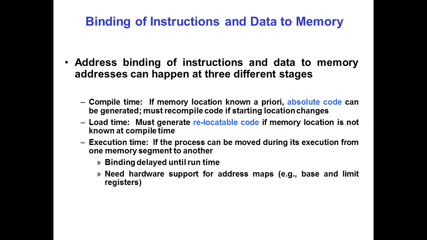Okay, so load time: here we will get the relocatable code if the memory location is not known at compile time. Sometimes, if we are not aware of the memory location, we can generate the relocatable code during load time. So what is the execution time? The process can be moved during its execution from one memory segment to another. There are several memory segments we can use. So during execution of the process, sometimes it moves from one memory segment to another, and then it is called the execution time.